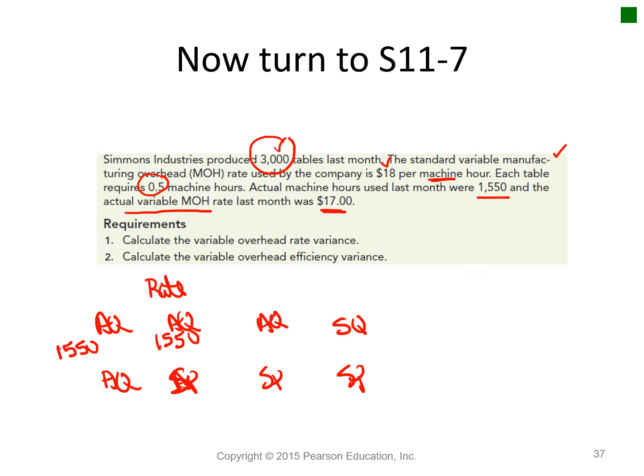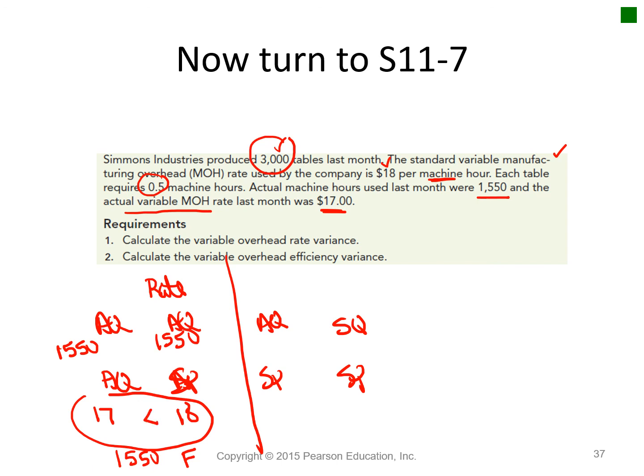And then it says that the actual rate was $17. That's kind of like your actual price. The standard rate was given at 18. So for my rate variance, you just simply compare what you paid versus the standard. Notice the difference here is $1. $1 times 1550 is going to give you a rate variance of 1550. You'd say favorable because what you actually paid is less than the standard.